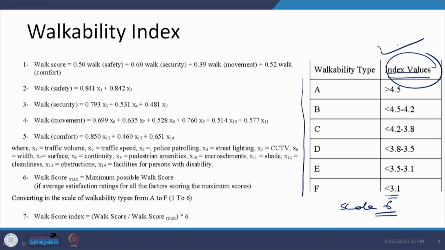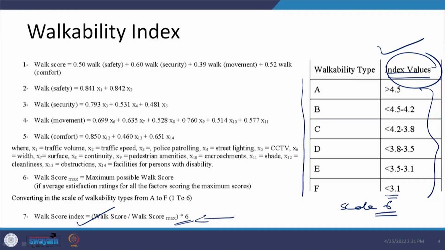Now, when you talk about this index value, how it is being computed is the next question. If you look at this step number 7, what it says is that we have a ratio of walk score to the walk score maximum value, which has been normalized on a scale of 6. So, you have a ratio and it is being multiplied by 6, and what we are going to get is something in the range from 0 to 6. Now, when we look at this, it means there are two things which need to be computed. One is the walk score, another one is the maximum value of the walk score.